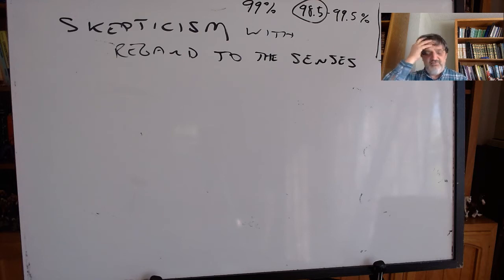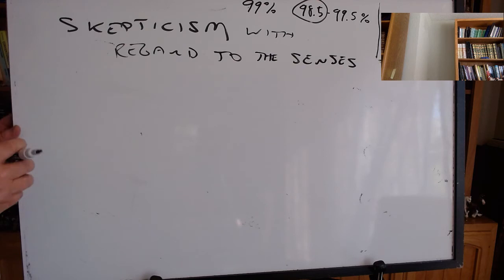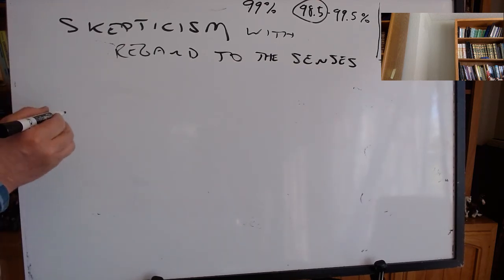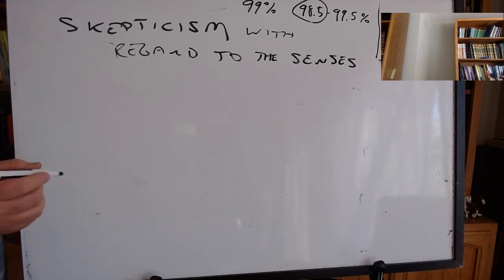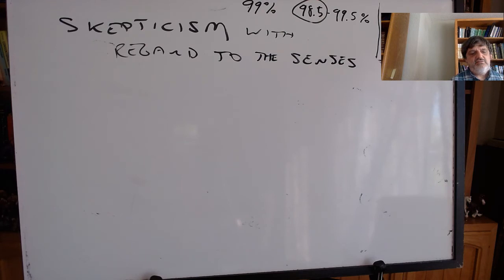And so before getting to the details of the argument, it's important to clarify what skepticism with regard to the senses means here. So what it means is, again, it's about what Locke calls sensitive knowledge. So sensitive knowledge is the knowledge that the objects of external sense, that is the objects of the senses as we usually understand them, exist.